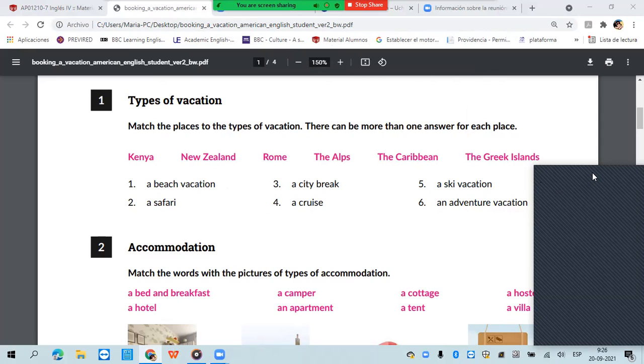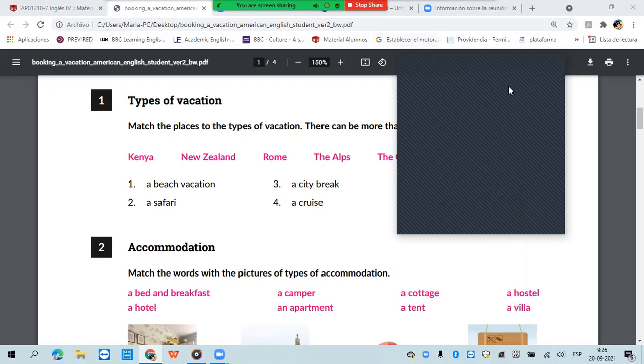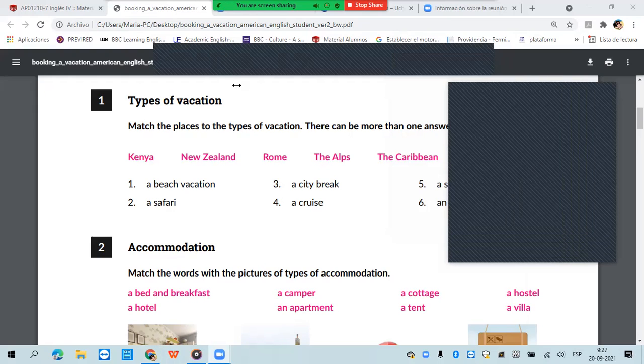Be careful with the pronunciation of this word. It's island, not Iceland, because Iceland is another thing. Let me write. This is pronounced island. And this one is pronounced Iceland. This is a country, right? Yes. Islandia. So it's different. Island. Okay. Good. Let's see the second one.